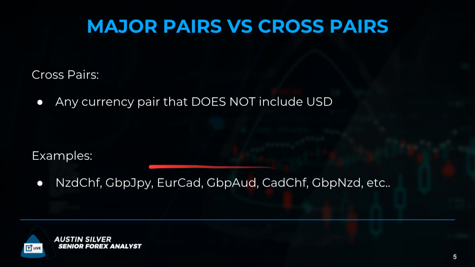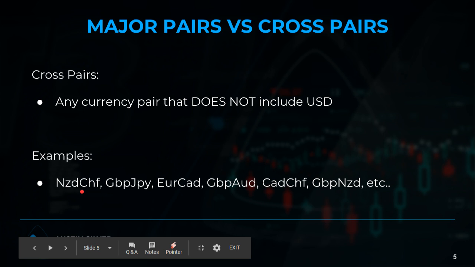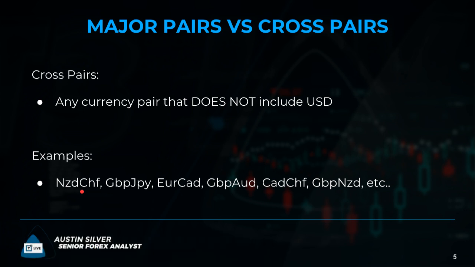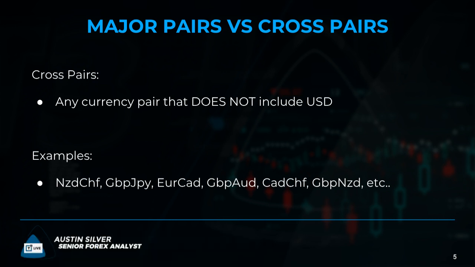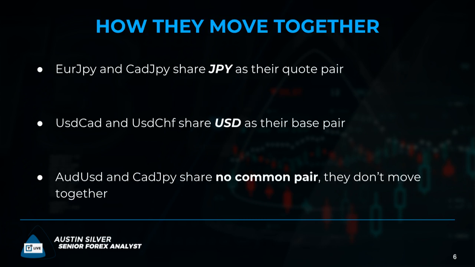Cross pairs, on the other hand, are any currency pairs that do not include the US dollar. Examples would be NZD CHF, GBP JPY, Euro CAD, GBP AUD, CAD CHF, GBP NZD. These pairs do not include the US dollar, and sometimes they are more volatile. They move at different times than when the US markets are open, so these cross pairs should not be neglected. But understand, you have base and quote currencies within your currency pair. You then have your major pairs, which include the US dollar, and your cross pairs, which include everything except the dollar. Now, how do they move together?